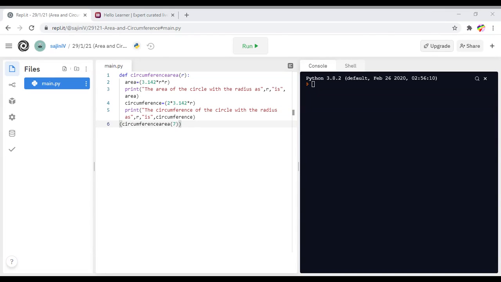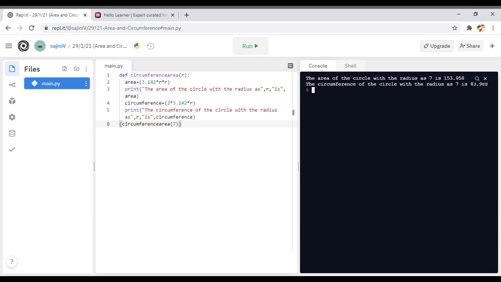My name is Sajni and I am 9 years old. I have created a program in Python where the radius is given and Python finds out the area and the circumference. Let's run it now.